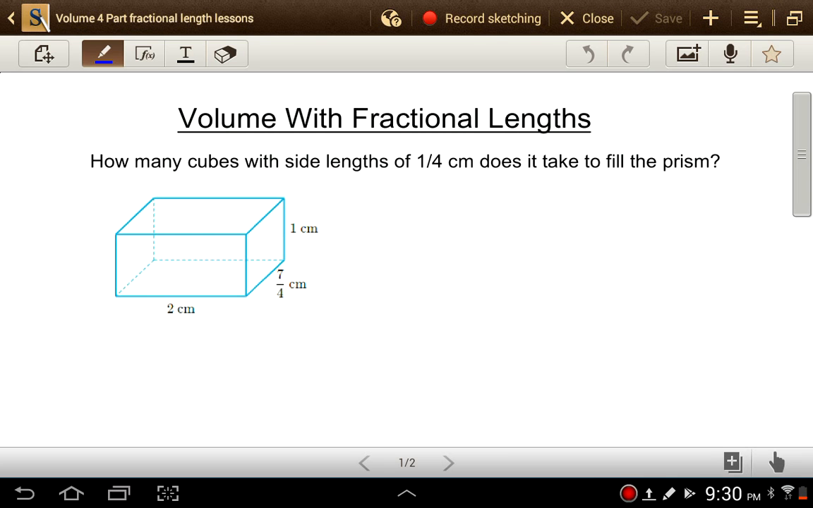Welcome girls and boys to our video today, and today I'm going to talk about the volume of rectangular prisms with fractional length. So I have 4 different sections that we're going to go over. So I'm just going to have one example of each, quickly go through them here.